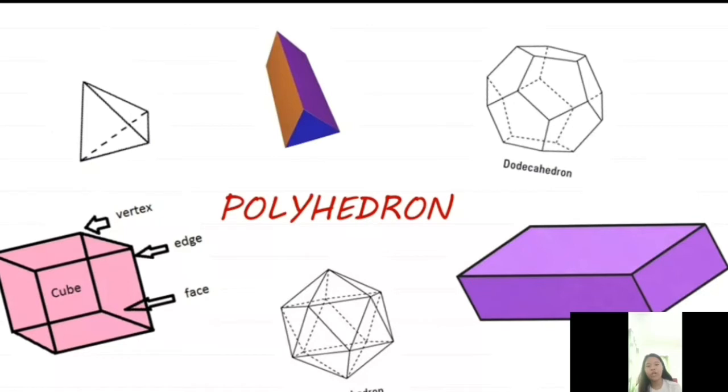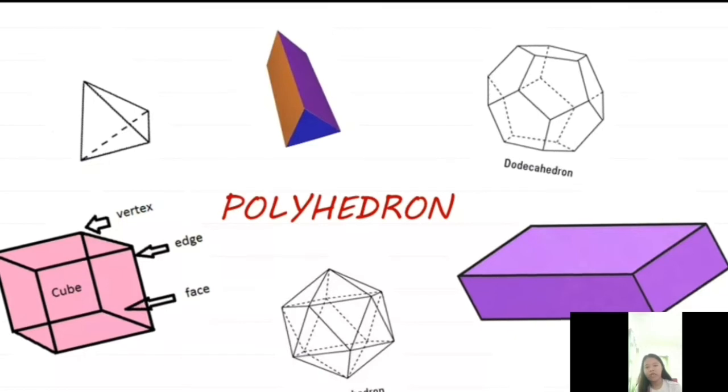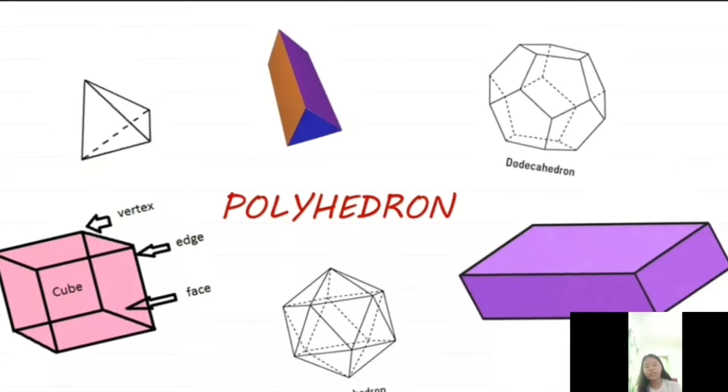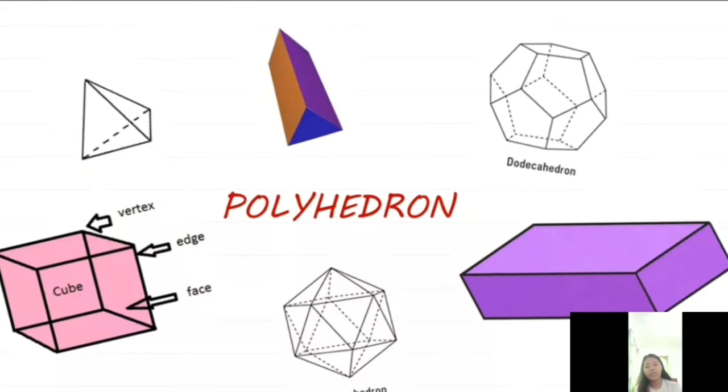These are the example of polyhedron shape with a flat face. In the upper part, there is a tetrahedron with 4 faces, 4 vertices, and 6 edges. The next is triangular prism with 5 faces, 6 vertices, and 9 edges. The next is the dodecahedron with 12 faces, 20 vertices, and 30 edges. In the lower part, there is cube with 6 faces, 8 vertices, and 12 edges.